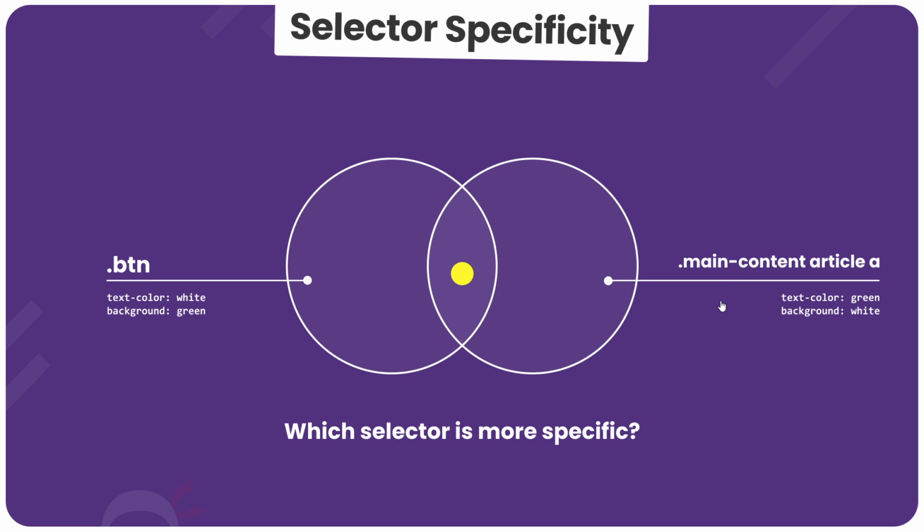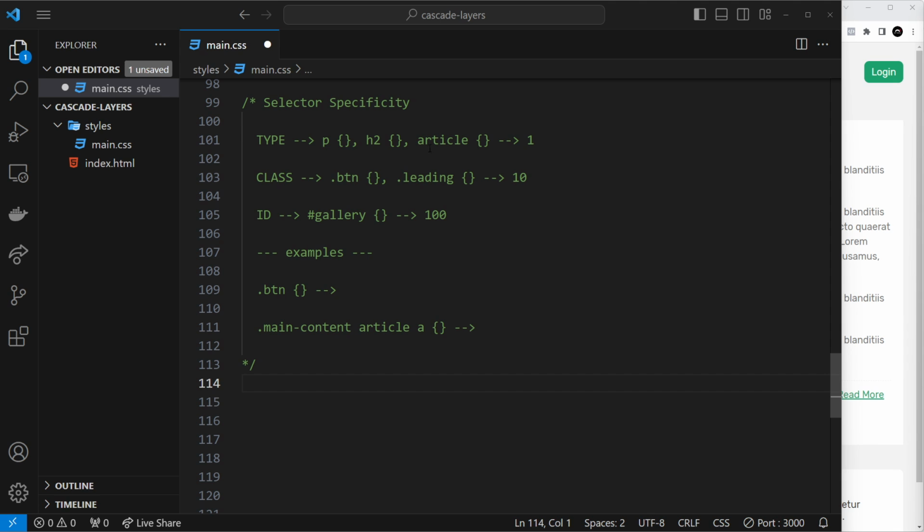But how exactly did it determine which one was more specific? Well, in CSS, we have different groups of selectors, and each group of selectors has a weight associated with it. So type selectors, which are selectors which target elements directly, like P, H2, article, A, all that jazz, they have a weight of 1. Class selectors have a weight of 10, so that's things like .btn or .leading. And ID selectors have a weight of 100, and that's for any selector which starts with the hash sign to select an element with a given ID, something we don't really do much of in CSS these days.